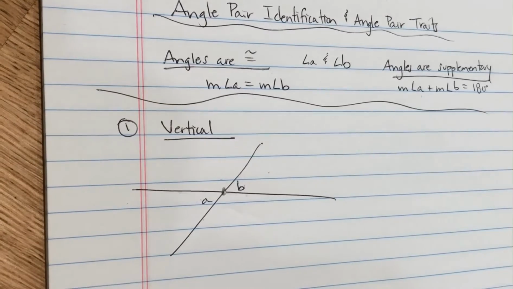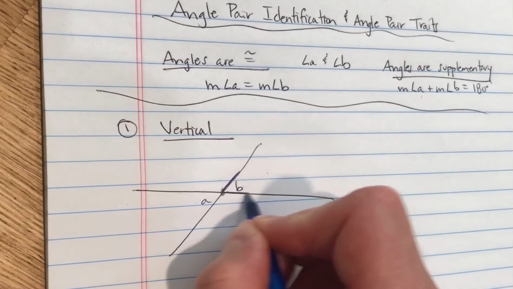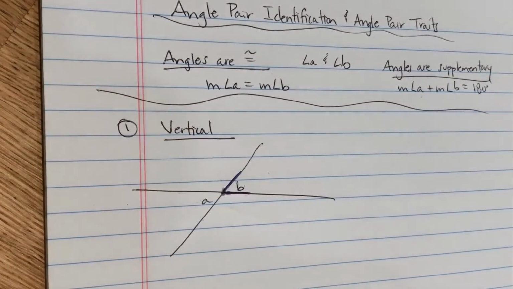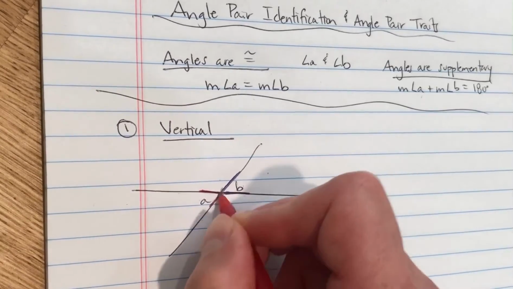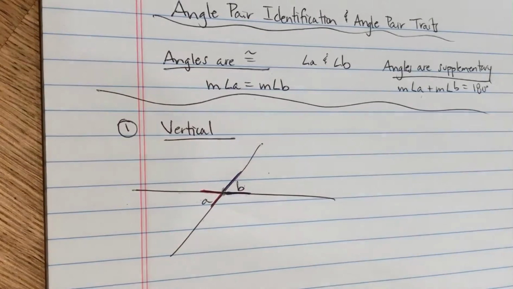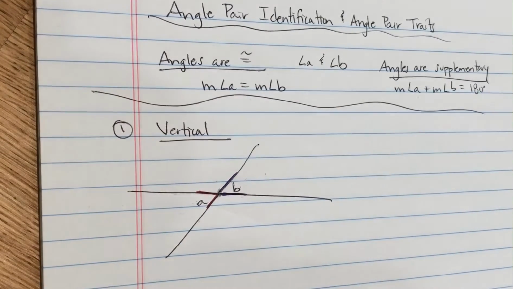But that's all they share, because angle B is off by itself on the right here. There's its two sides, and angle A is to the left. So they don't share any sides, they just share that common vertex. And what's always, always true about vertical angles, their measurements are equal. The angles are congruent to each other.